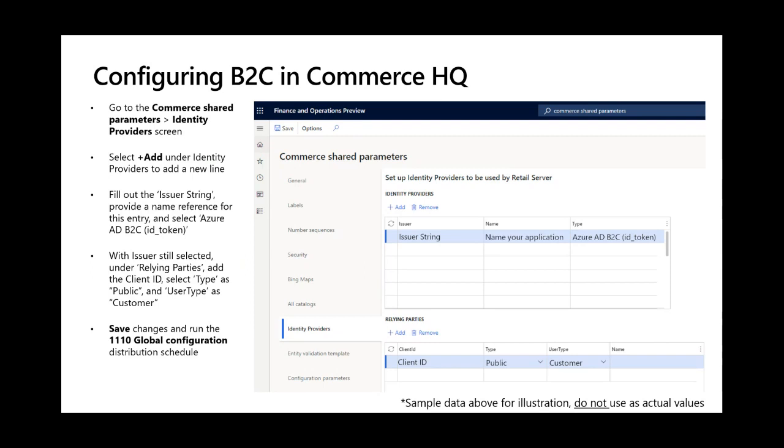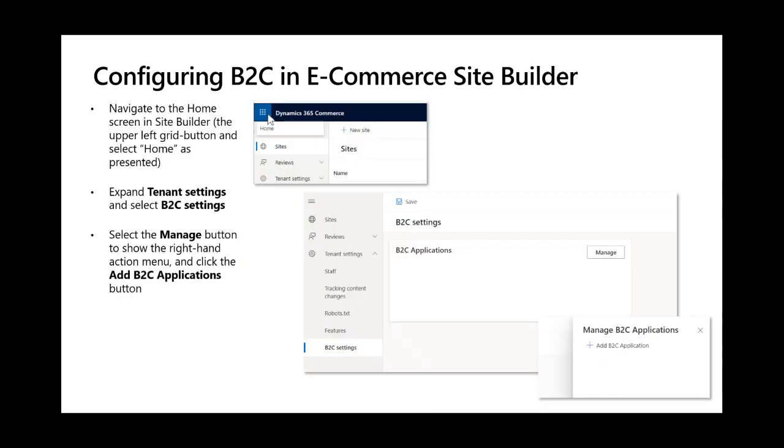You can now navigate to Site Builder, and we'll do the final piece of the configuration. In Site Builder, you want to start at the home screen. I like to point out the home screen is the blue grid on the top left corner of the page in the Site Builder portal. When you click that grid, you'll see the home drop-down option. As you navigate to home, you'll see the menu item for sites and tenant settings, and you want to select the tenant settings to drop that down.